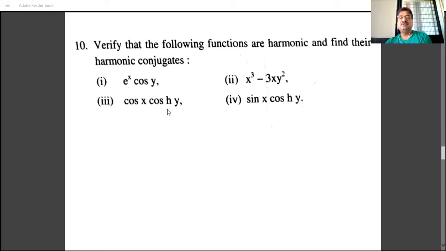So we denote this function as u, and then find uxx and uyy. If we find uxx, then the derivative of cos x is minus sin x, and the derivative of minus sin x is minus cos x. Now we have to find uyy. Cos x is constant. And what is the derivative of cos hyperbolic y? It is sin hyperbolic y, that is sin hy. And again, the derivative of sin hy is cos hy.